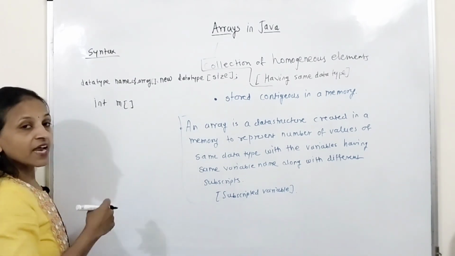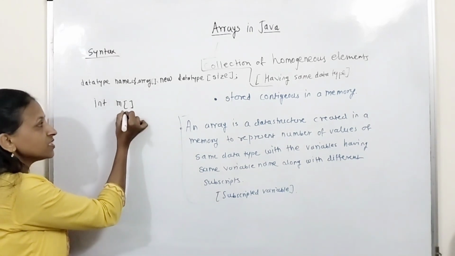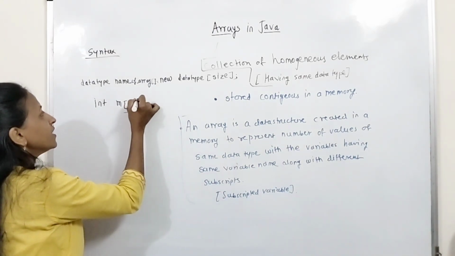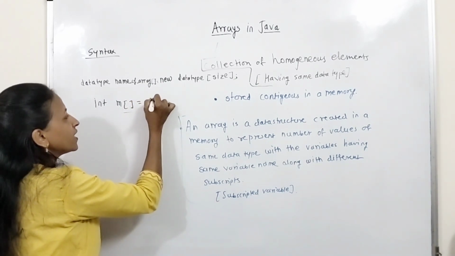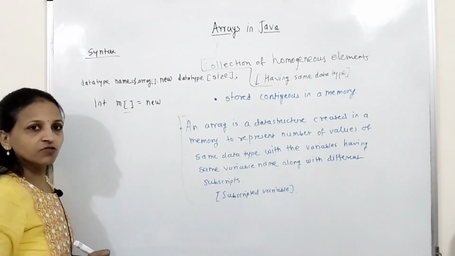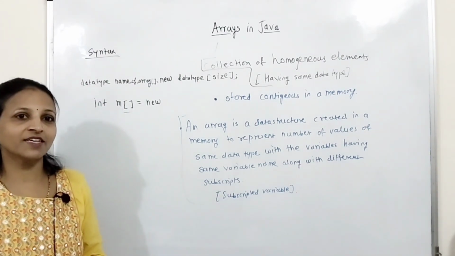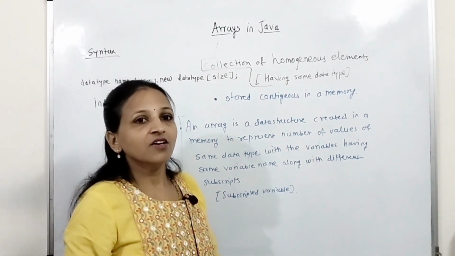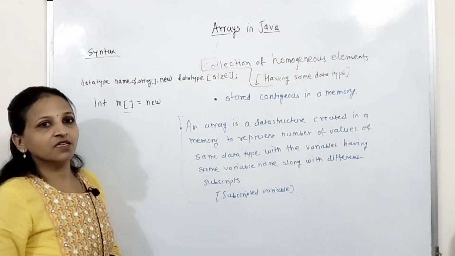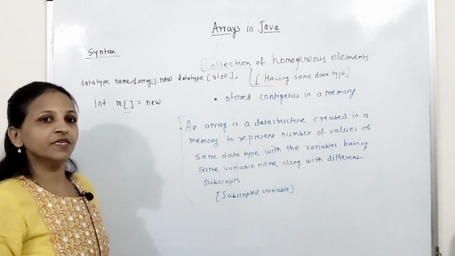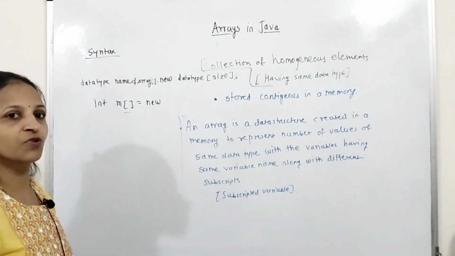This m is an array. This notation represents that this m is an array. And now here write equal to and then write the new keyword. New is always compulsory because Java is an object oriented language, and here the array will be created dynamically. Dynamically means at runtime on the heap section, and that's why you have to use the new keyword.